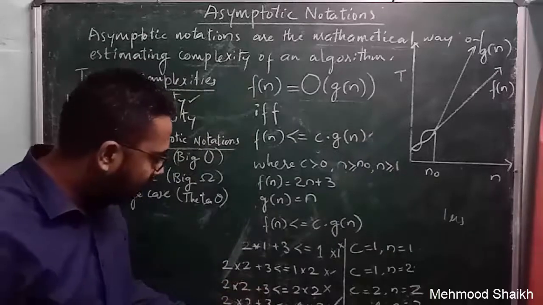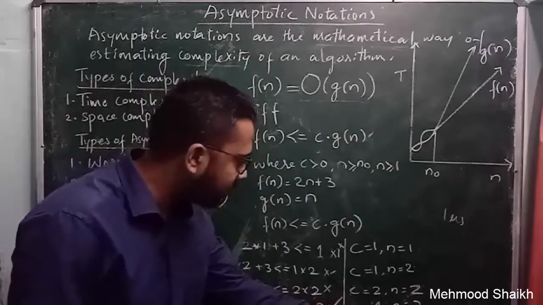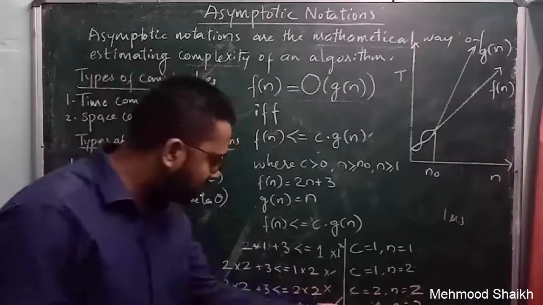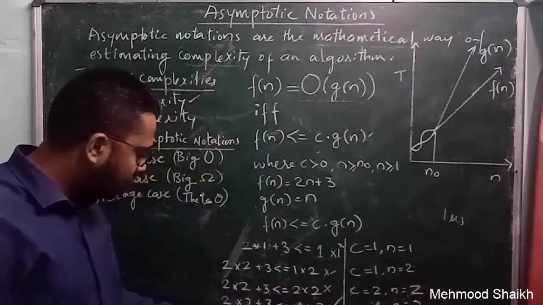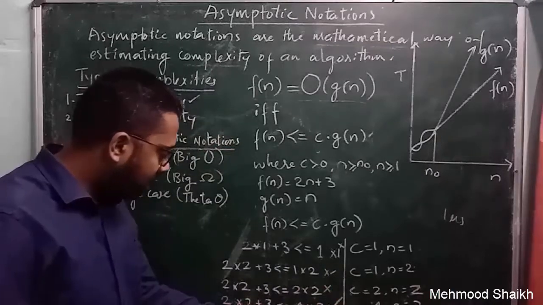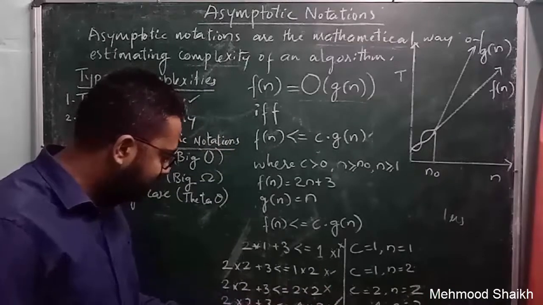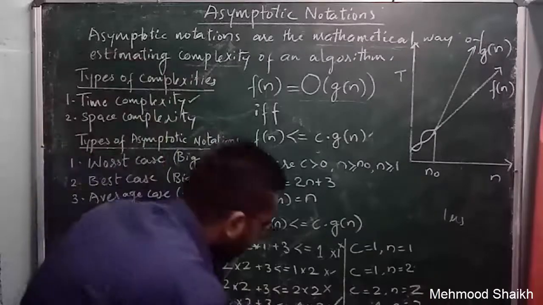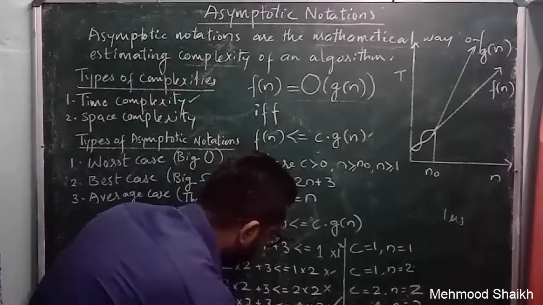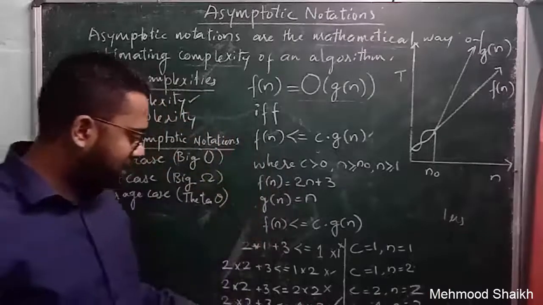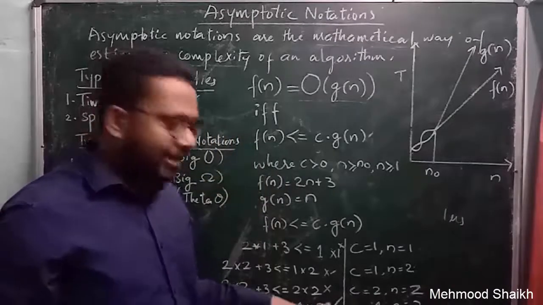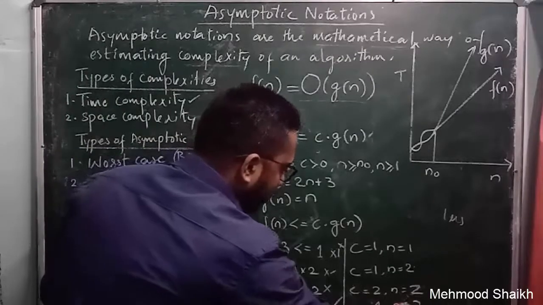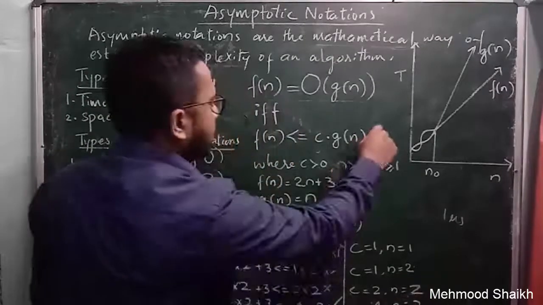Now what I will do next, I will take the value of c as 4 and I will keep the value of n as 2. When I use these values in this expression, 2 into 2 plus 3 equals 7. I'm checking whether 7 is less than or equal to 4 into 2, which is 8. Yes, here it becomes 8 and here 7, so 7 is less than 8. That's why for these values, c equal to 4 and n equal to 2, this expression is satisfied.